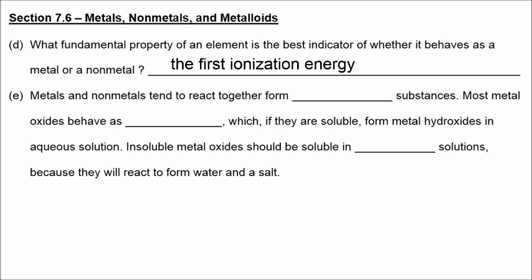Metals react with nonmetals to form ionic substances. And again, metal oxides behave as bases, which can form metal hydroxides in aqueous solution. If a metal oxide does not dissolve in water, it should be soluble in acidic solutions because they will react to form water and a salt.